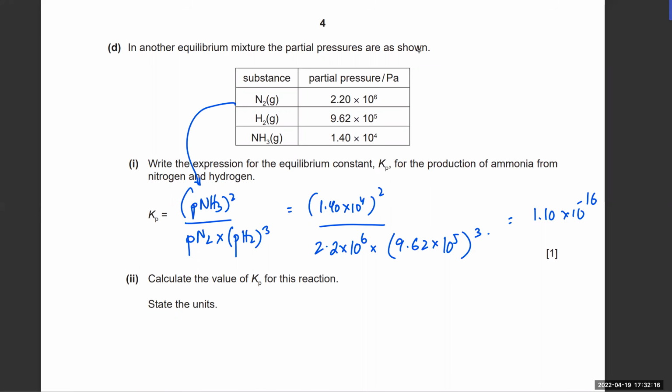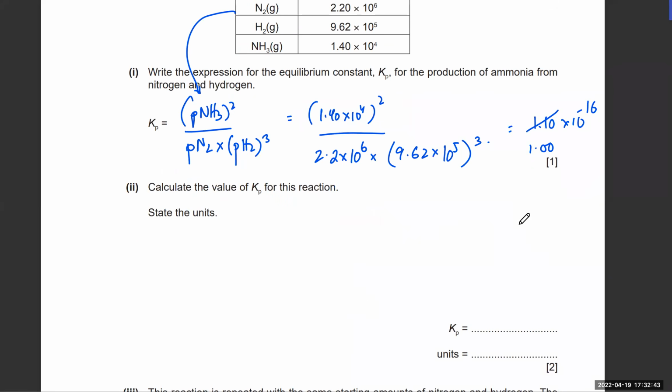So this one is 1.00 times 10 to the minus 16. I'm not sure why, but the marking scheme says 1.00. So not sure where the error is, but that's the answer, if we've copied the values properly, that's 9.62, that's 1.40. Try doing this again, see if you can get 1.00.